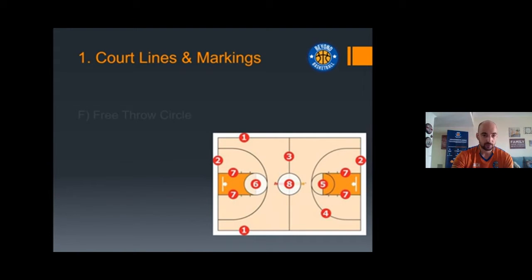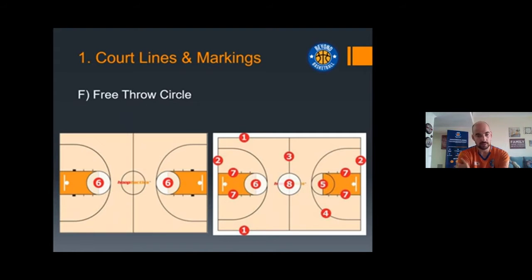Okay, next one will be the free throw circle. So the free throw circle is here. During a free throw attempt, the shooter must be inside of the free throw circle. So he cannot go outside onto the 3-point line. After a dead ball violation, players will jump for the ball again, and one player of each team will be inside of the free throw circle, and the non-jumpers, the other players, must be outside of the circle until the ball is tapped by one of the jumpers. Okay, so when they tap the ball, then other players can go inside of the circle.